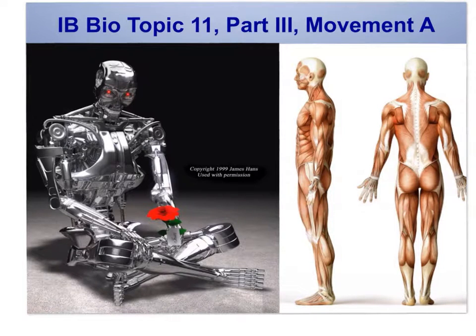IB Bio, Animal Physiology, Topic 11, Part 3, Movement A, will have its focus on the way in which bones and muscles create movement in mammals and insects, after I provide a brief introduction to the topic. Movement B will focus on the detailed anatomy of muscles, while C will look at the way in which muscles function, muscle physiology. The essential idea is the roles of the musculoskeletal system are movement, support, and protection.